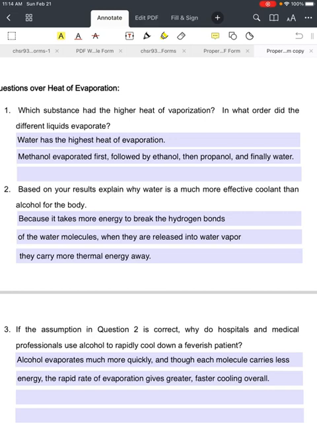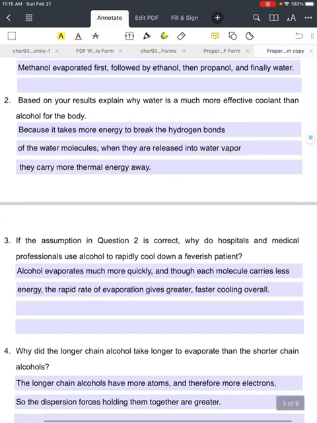Even though water carries away more energy for each water molecule, what I wrote, and your answer should say something like this, or say this if you wish, you may put in your own words as well: Alcohol evaporates much more quickly, and though each molecule carries less energy, the rapid rate of evaporation gives greater, faster cooling overall. So each molecule is carrying less energy, but there are so many of them, you can carry away a lot of heat. You know that from putting alcohol on your skin and blowing on it. You can get a quite chilling effect.